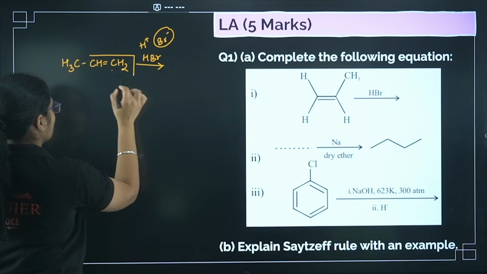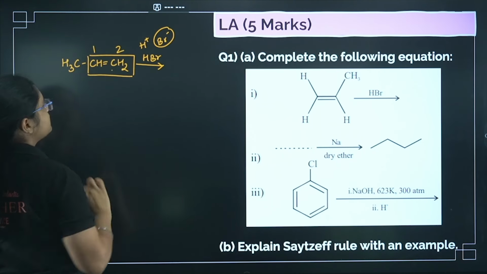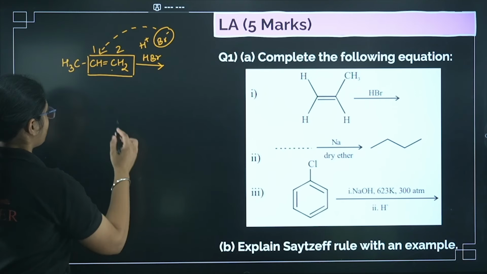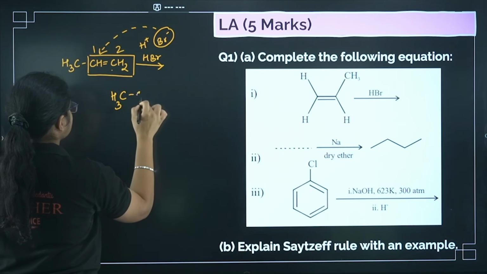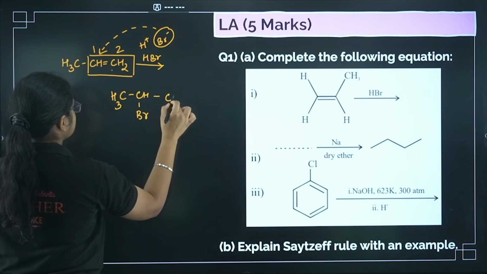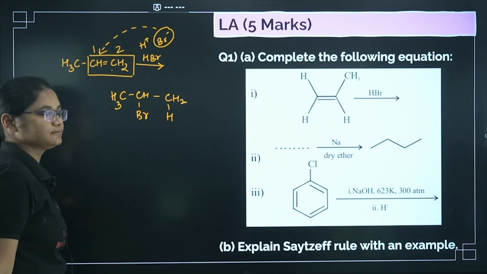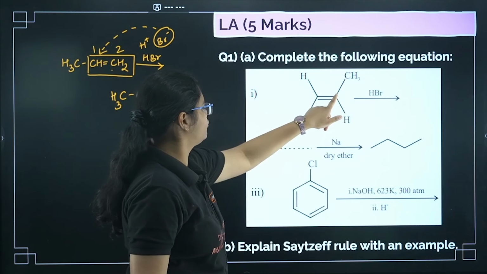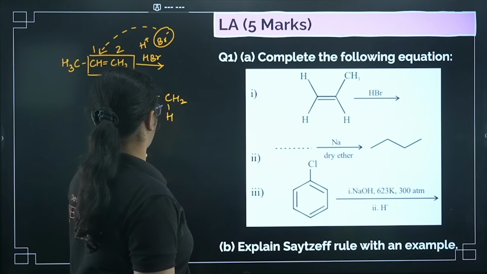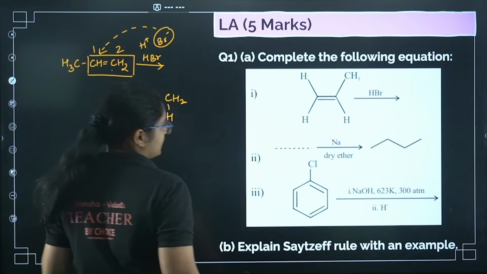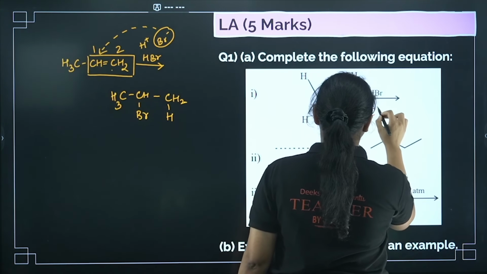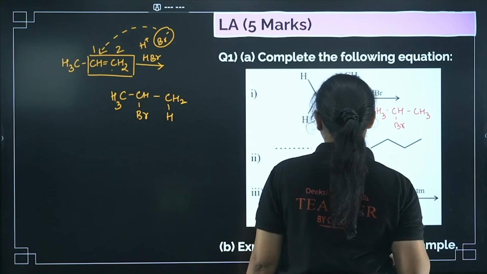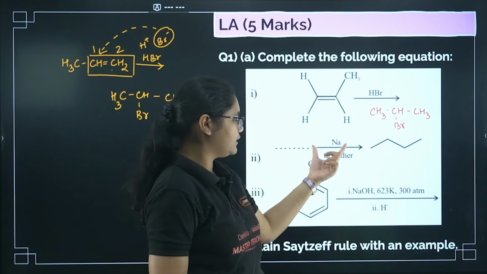So you have to compare this double bond. Here I can see one hydrogen, here I can see two hydrogens. So the negative part will go to the carbon having fewer hydrogens. So what will be the product formed here? I'll have CH3, CHBr, CH2, H. Clear? That is the product here. This is also propene itself, right? So I can write the product directly here, that is CH3, CHBr, CH3.